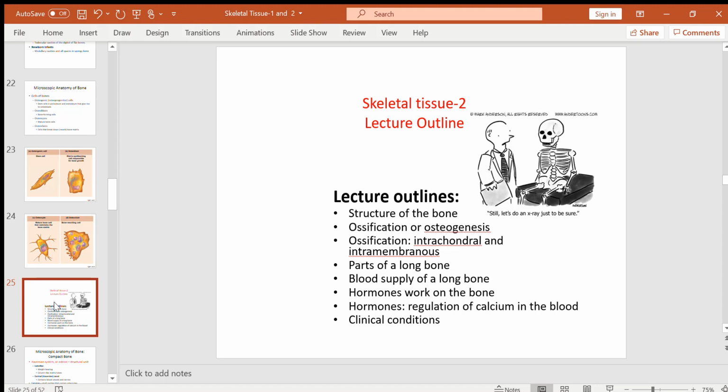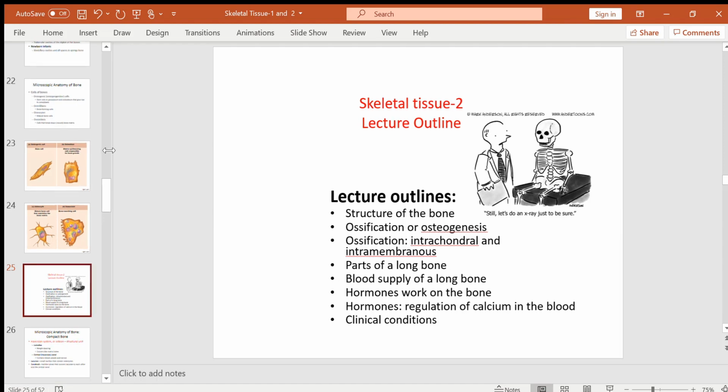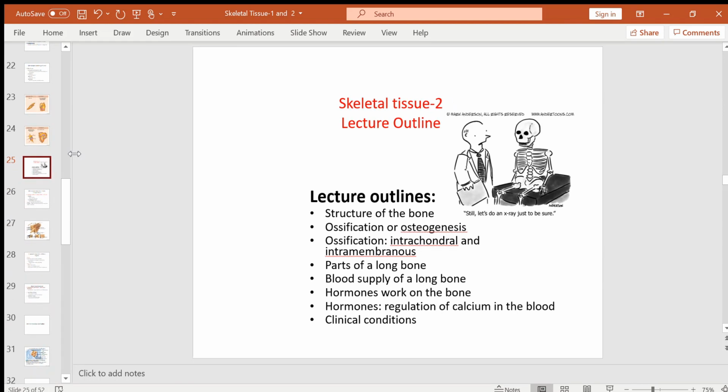Hello everybody. Today we'll talk about the second part of the skeletal tissue, and in this part we will talk about the structure of a compact bone, ossification or osteogenesis. That means the formation of bone.